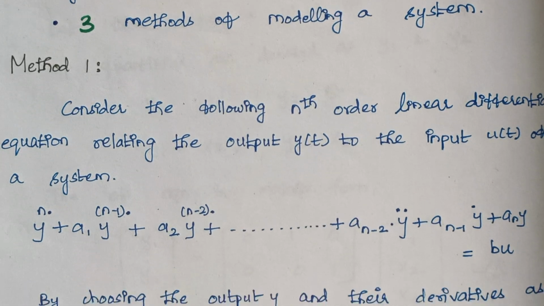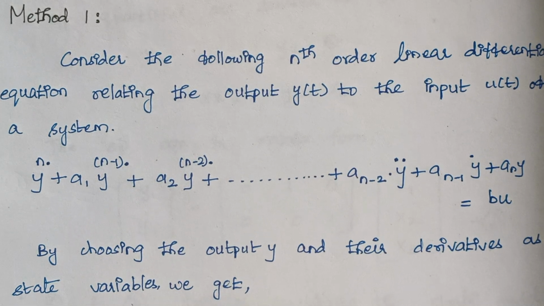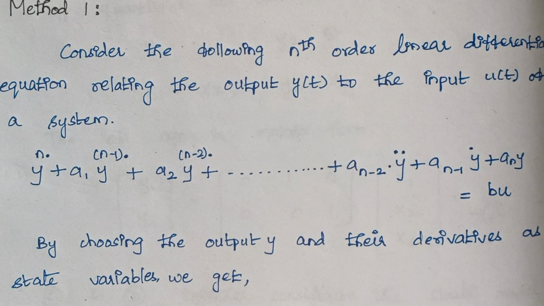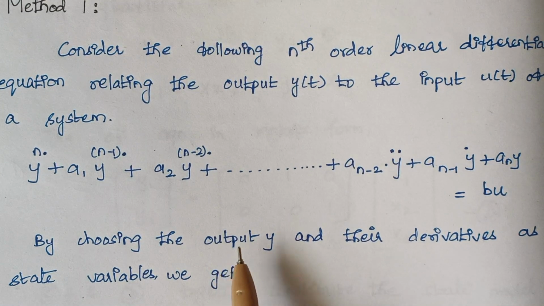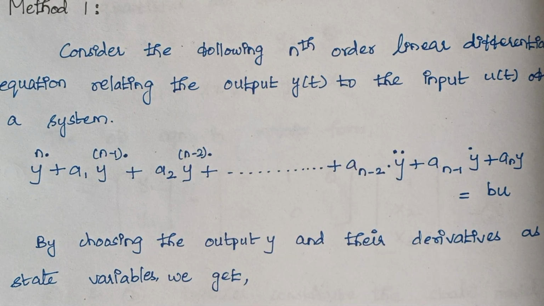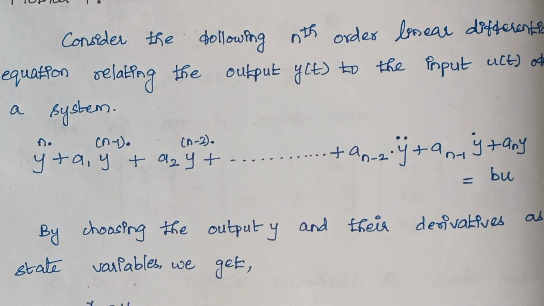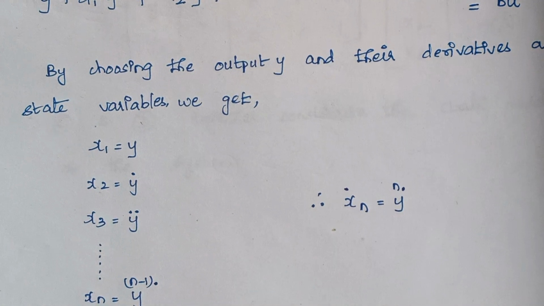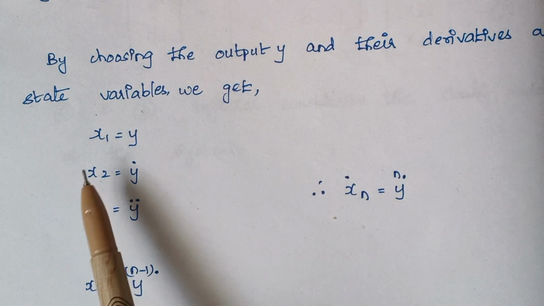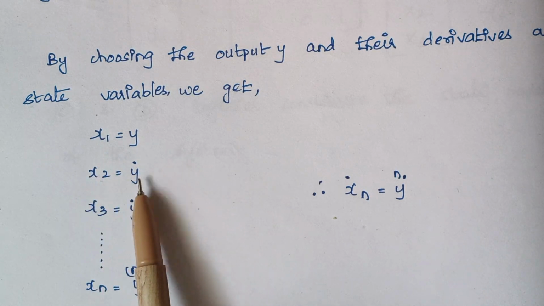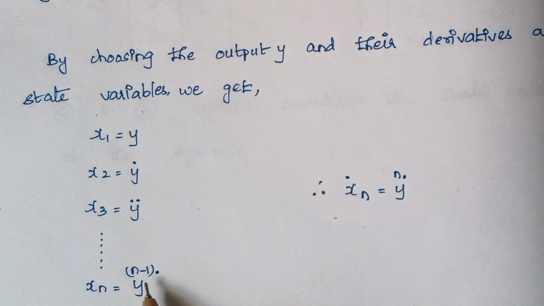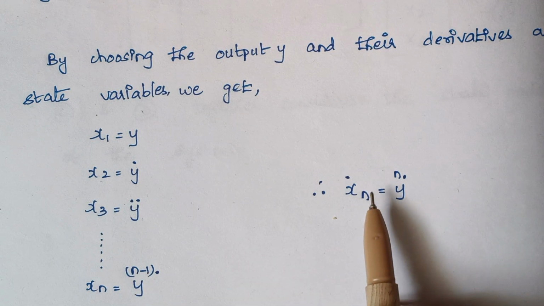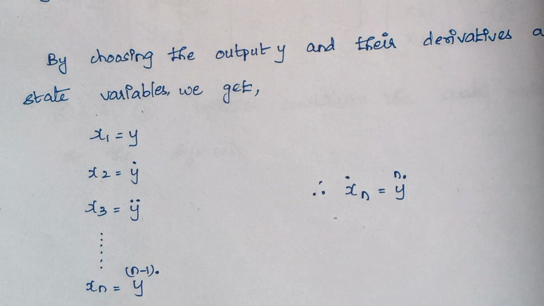Now you see, by choosing the output y and its derivatives as state variables, y and its respective derivatives are selected as state variables, right? Therefore, we are going to assign different derivatives of y to x. So here you see, we are taking x1 as y, x2 as y dot and x3 as y double dot, and here xn is y to the power n minus 1 dot, and finally xn dot is y to the power n dot.